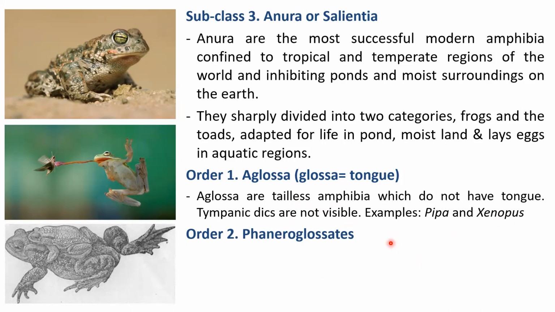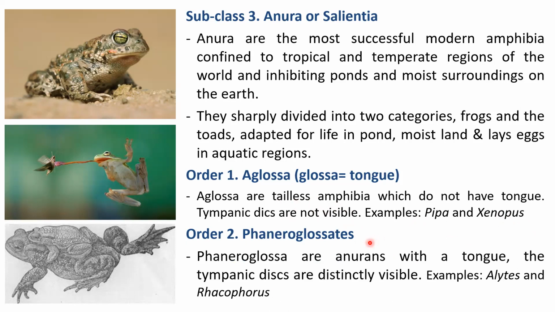Then Phaneroglossa, the second order. It is said that these Phaneroglossa are anurans with a tongue. This is the example, that is Hyla and Rhacophorus. These are the two examples. So these Phaneroglossa are anurans with a tongue. They capture their prey or their food with the help of their tongue, and the tympanic disc is distinctly visible. The examples from this are Hyla and Rhacophorus. So these are the two examples.